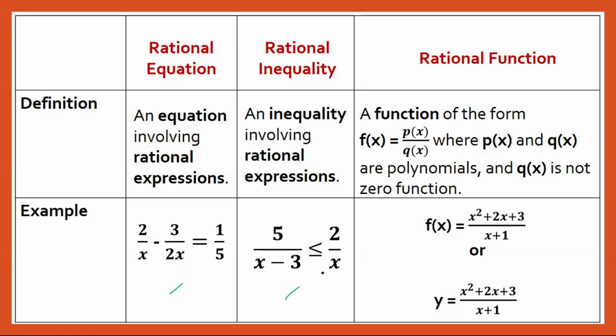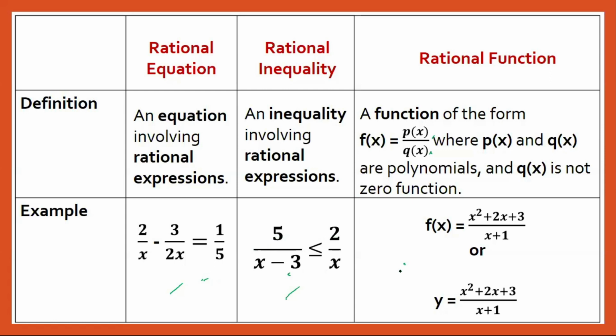And it is a function of the form f of x equal to p of x over q of x, where p of x and q of x are polynomials. And q of x is not a zero function because the denominator of a rational expression should not be equal to 0, because it will become what? It will become undefined. Okay?